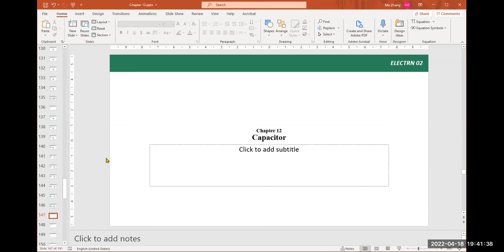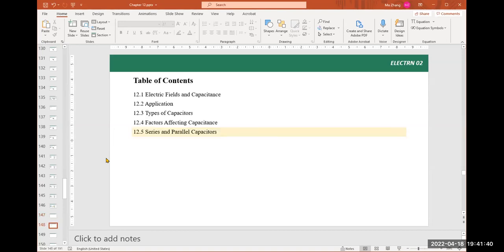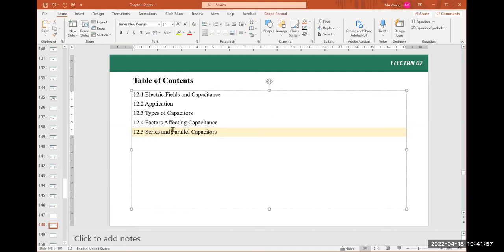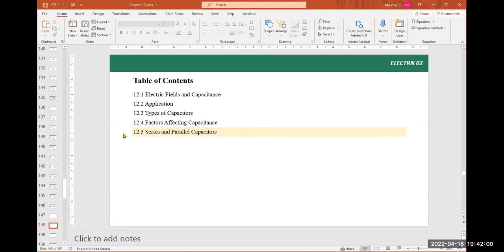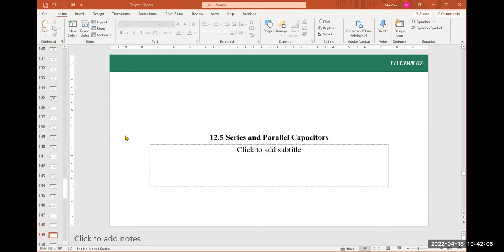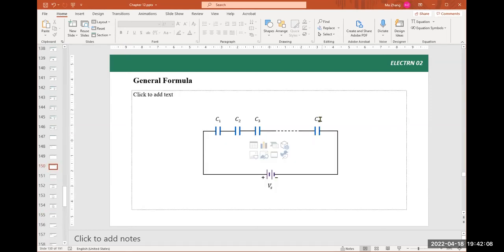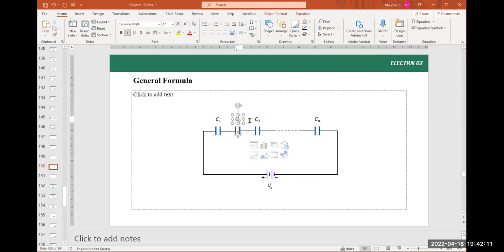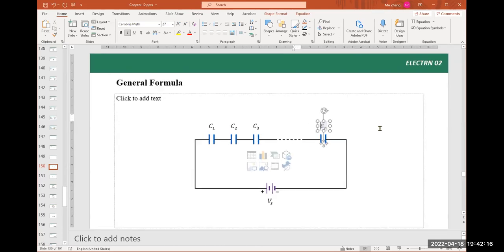Okay, now we move to the last section, 12.5. 12.5 is called series and parallel capacitors, which means different ways to connect capacitors. There are simply two ways, a series way and a parallel way. We know the connections. However, for capacitors, there's a big difference. So if we have n capacitors, capacitor 1, C1, C2, C3, and all the way to the last one, Cn, connected in series.